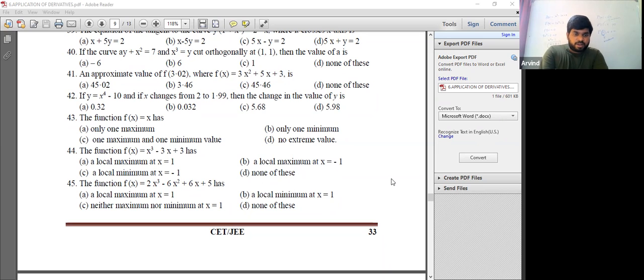Similarly, please find for the 45th one: the function f of x is equal to 2x cube minus 6x square plus 6x plus 5 has a local maximum, a local minimum at x equal to 1, neither maximum nor minimum at x equal to 1, or none of these. Please find the next one by yourself.